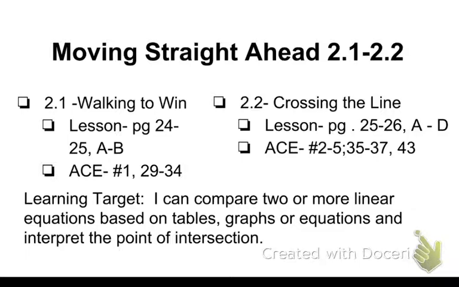We're going to be doing Crossing the Line, lesson 2.2, and the lesson is on pages 25 and 26, A through D. And our ACE problems are 2 through 5, 35 through 37, and 43. And our learning target is that I can compare two or more linear equations based on tables, graphs, or equations, and interpret the point of intersection. Okay, let's go ahead and get some notes in.